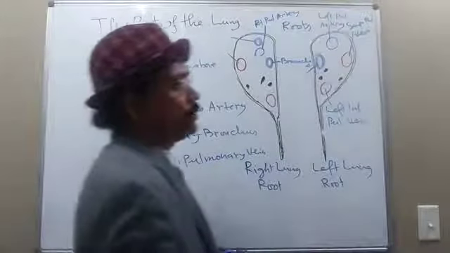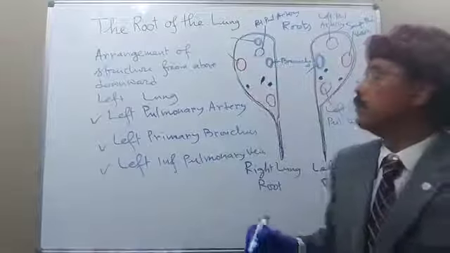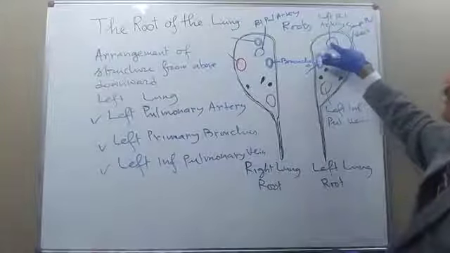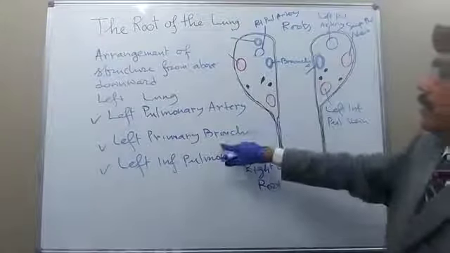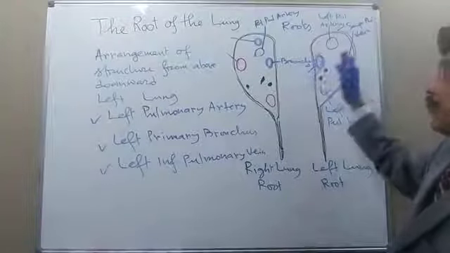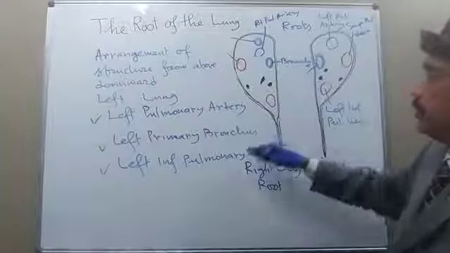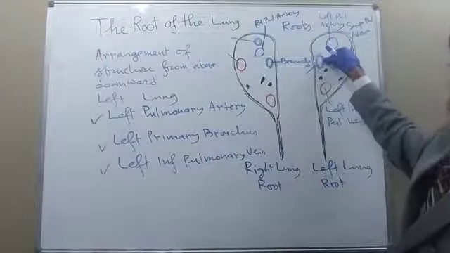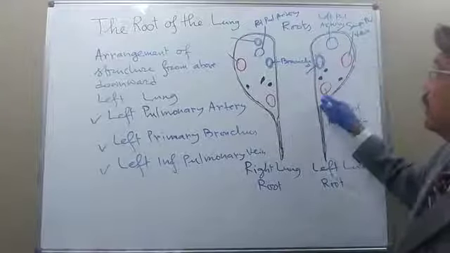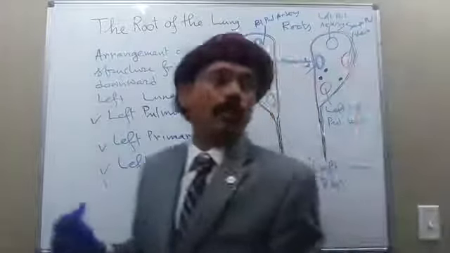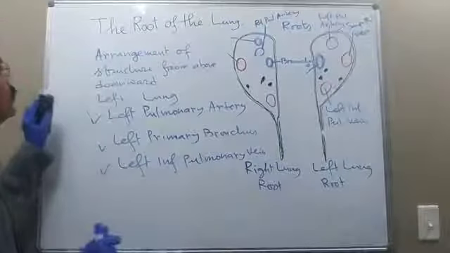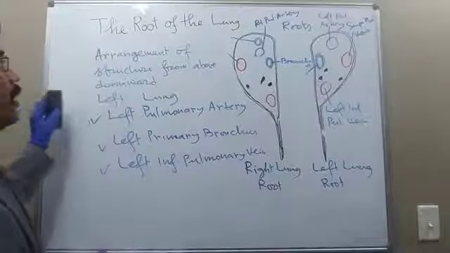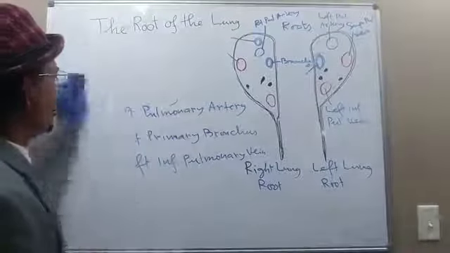Okay, we got the relationship from above downward in the root of the left lung. The left pulmonary artery carries deoxygenated blood. The left primary bronchus is located on the posterior aspect of the root, and it has a thick wall. If you palpate, you will feel it hard because it contains hyaline cartilage. Then you will get the left inferior pulmonary vein. We got the arrangement of structures in the root of the lung, from anterior to posterior and from above downward, in the left lung and right lung. Okay, we got that.